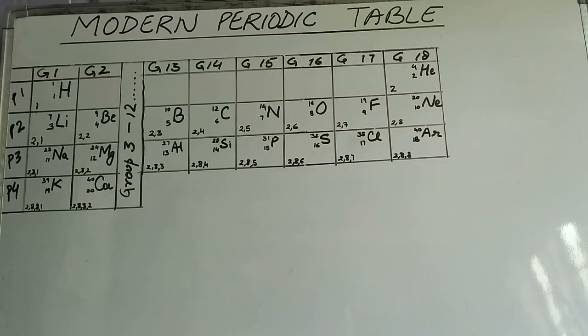Today we are going to discuss a little bit more about those properties, and for that you need to have a look at the table. The atomic numbers are written over there, the mass numbers are written with the symbol, and the electronic configurations are also written.